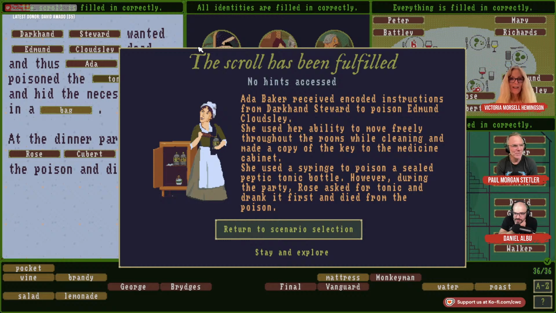All right. Ada Baker received encoded instructions from Dark-Haired Stewart to poison Edmund Cloudsley. She used her ability to move freely throughout the rooms while cleaning and made a copy of the key to the medicine cabinet. Oh, it's for the medicine cabinet. How are we supposed to know that? We couldn't see the shapes of the locks. She used a syringe to poison a sealed peptic tonic bottle. However, during the party, Rose asked for tonic and drank it first and died from the poison.